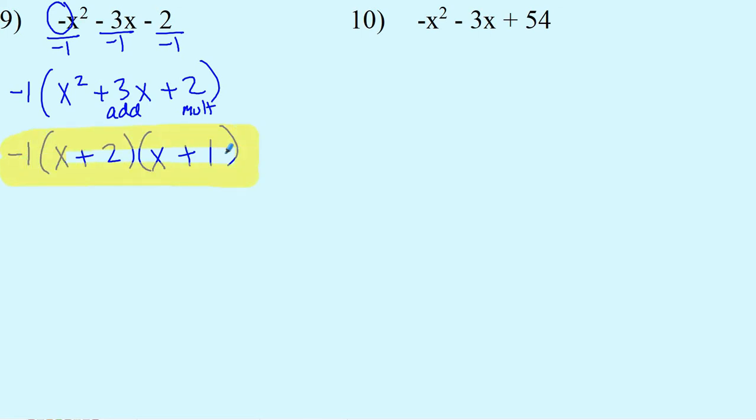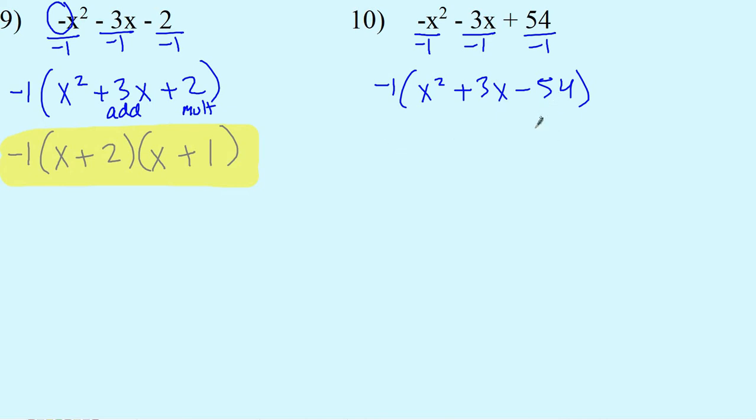There we go. All right, next one. So number 10. Again, practice this out, guys. See if you can do it, and then start up the video again. I would start by, I don't like this number in front, so I'm going to multiply or divide every term by -1. So we end up with x squared plus 3x minus 54.